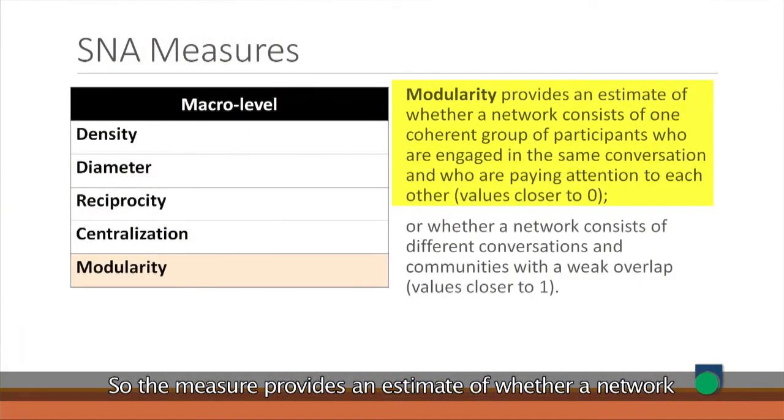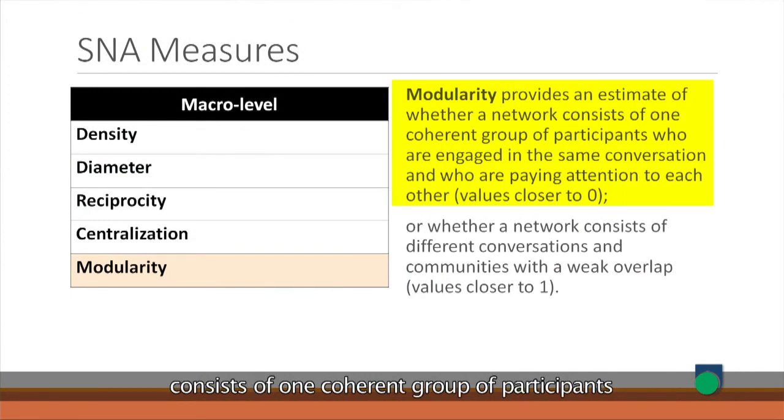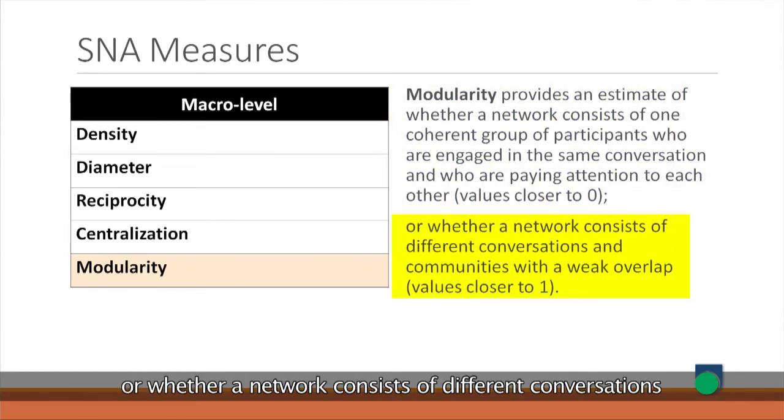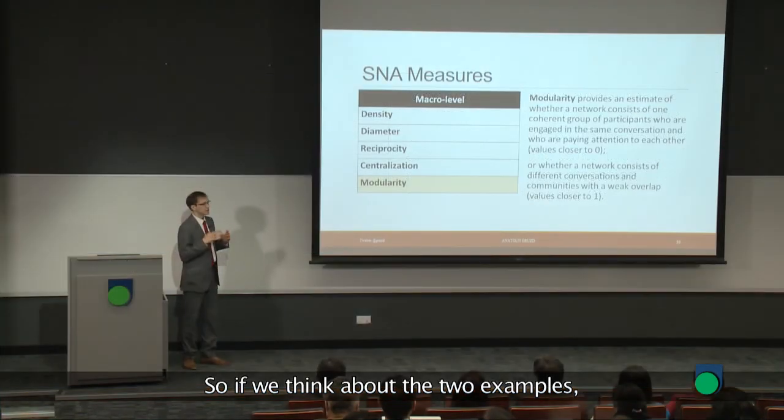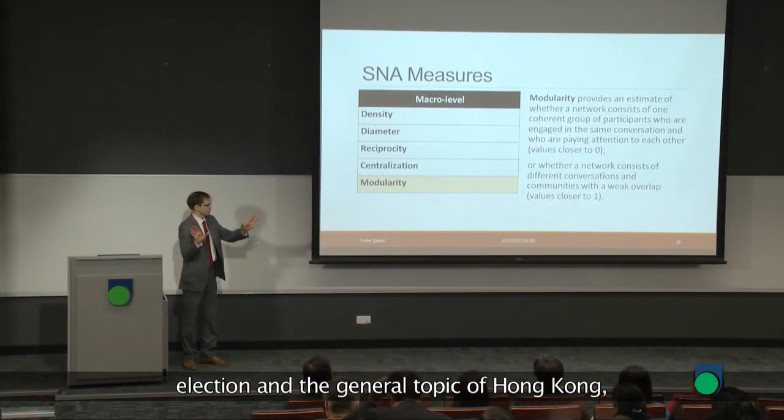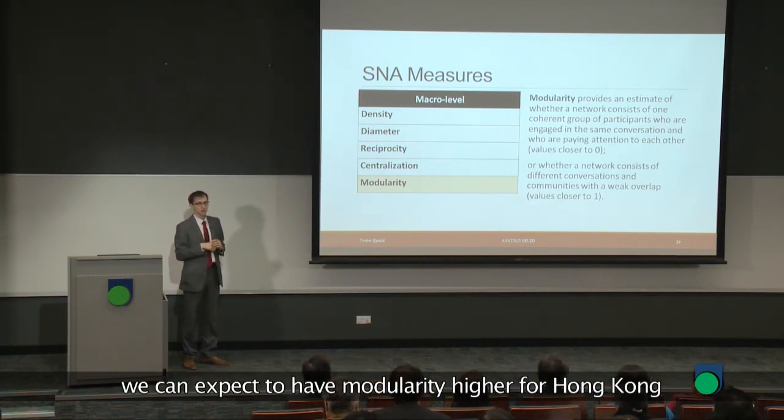So the measure provides an estimate of whether a network consists of one coherent group of participants who are engaged in the same conversation and paying attention to each other, so then the values will be closer to 0, or whether a network consists of different conversations and communities with a weak overlap or no overlap, then the values will be closer to 1.